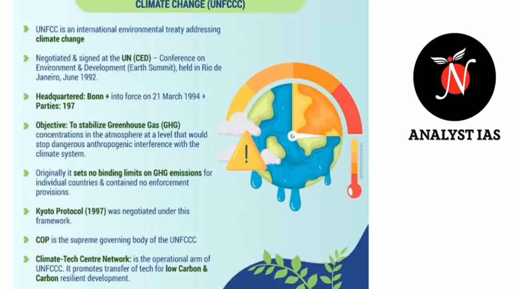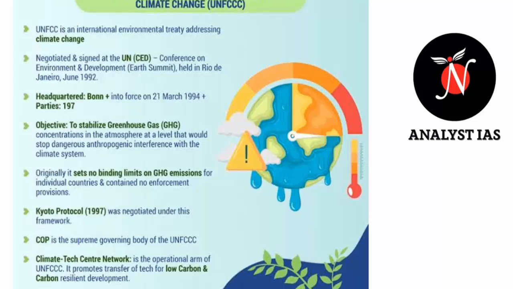Now, with regard to what it does, it aims to stabilize greenhouse gas concentration in the atmosphere at a level that would prevent dangerous anthropogenic interference with the climate system. The framework sets no binding limit on greenhouse gas emission for individual countries and contains no enforcement mechanism.